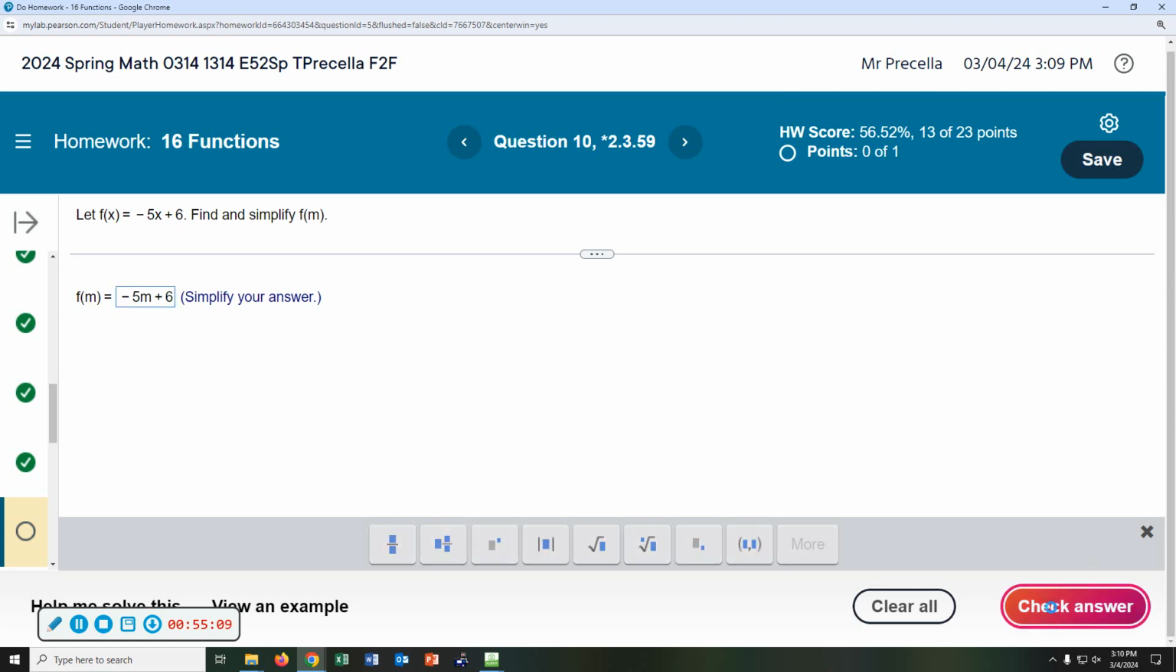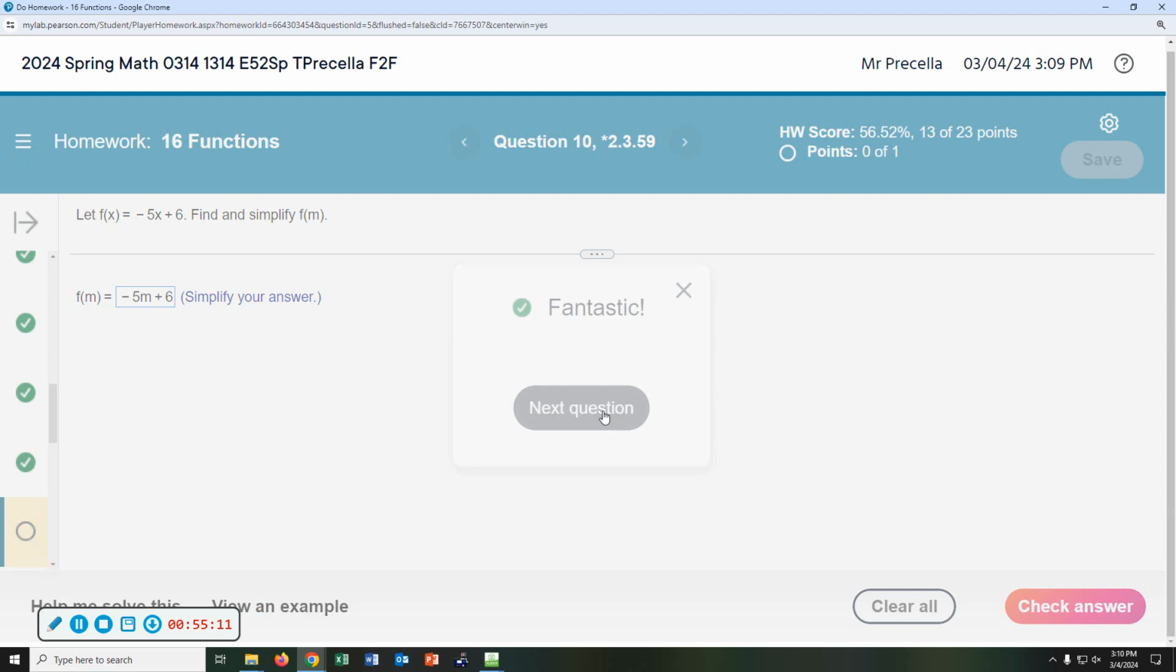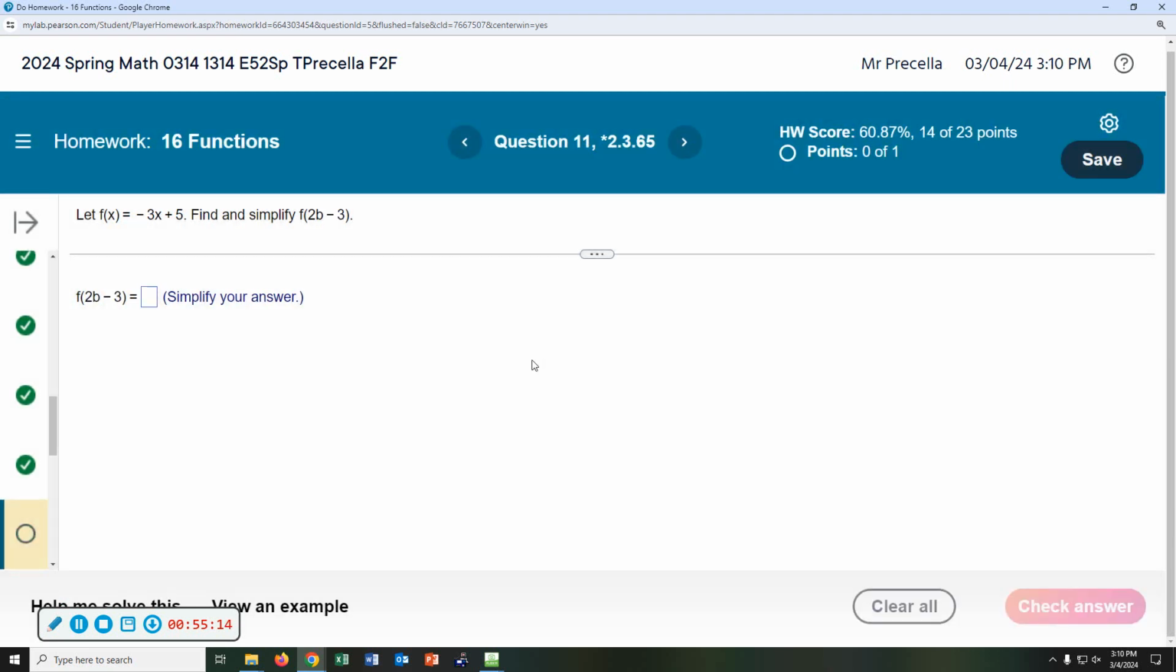Well, what class is that? How many more of these do we have? Oh, wow. So, okay, now this one we got to write down. But in words, what are we going to be replacing the x with here? Have any idea? The 2b minus 3. So in place of the x, you got to put what's in the parentheses.